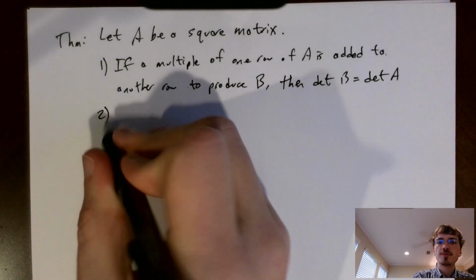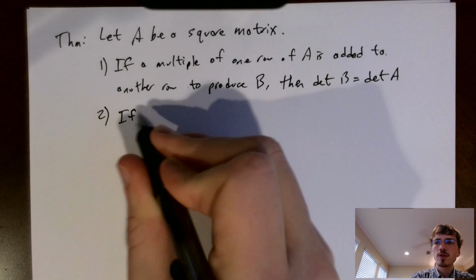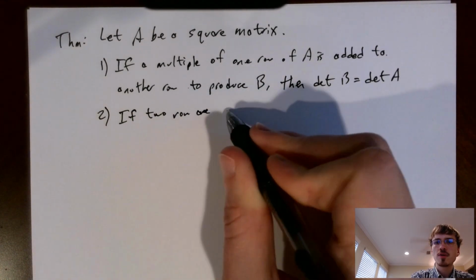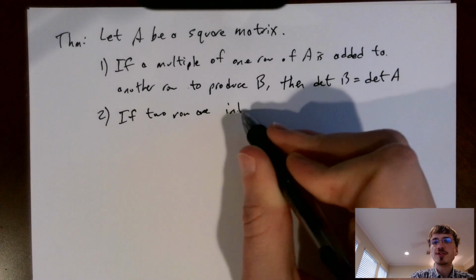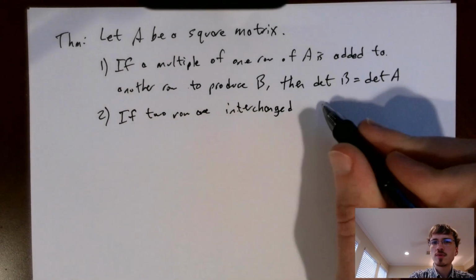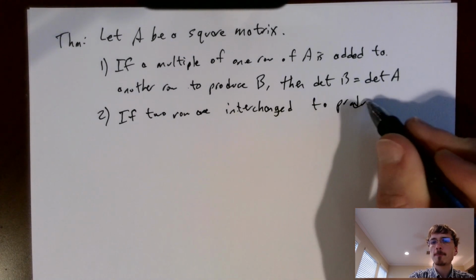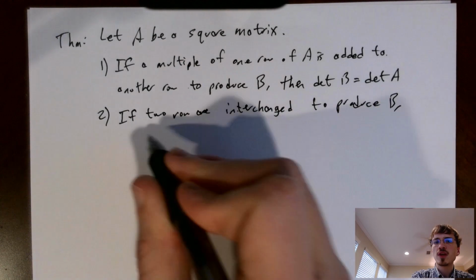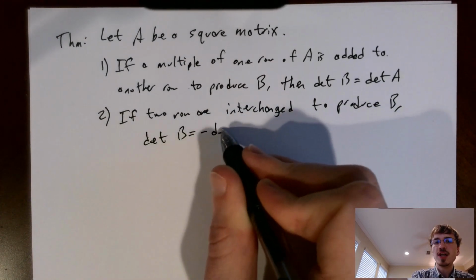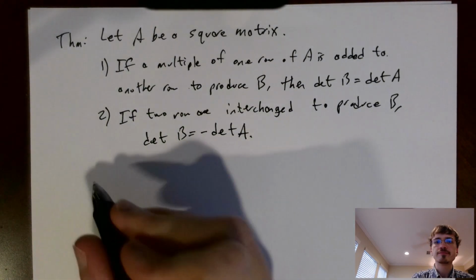Two. And I know what you're thinking. Who cares? What are we doing? Two. If two rows are interchanged to produce a matrix B, then we have the determinant of B equals the negative of the determinant of A. Three.